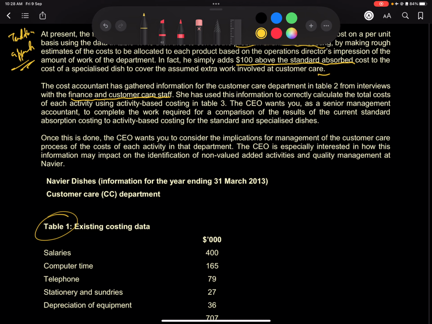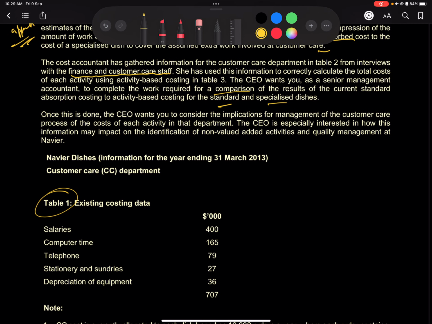The CEO wants you, as a senior manager, to complete the work required for the comparison of the results of standard costing to activity based costing for the standard and specialized dishes. So they want it for both. It's a comparison of absorption costing to ABC costing. How is it different? Once this is done, the CEO wants you to consider the implications for the management of the customer care process of the cost of each activity in the department.